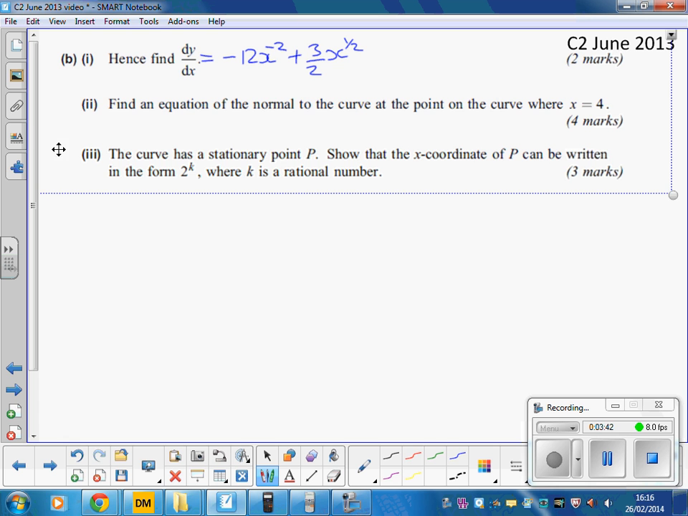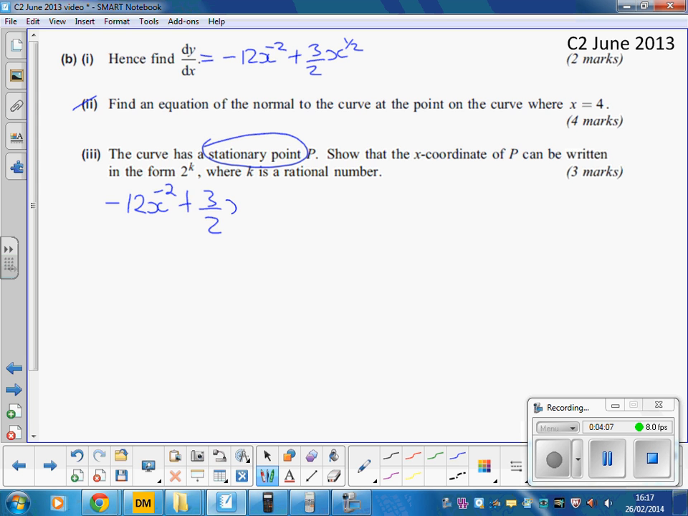Okay, having done all that, we found the equation for the normal. We don't actually need that answer for part 3. B part 3 tells us that a curve has a stationary point. Okay, a stationary point is where the gradient is 0. So what we need to do is we need to take our gradient expression and make that equal to 0. So dy dx is 0.